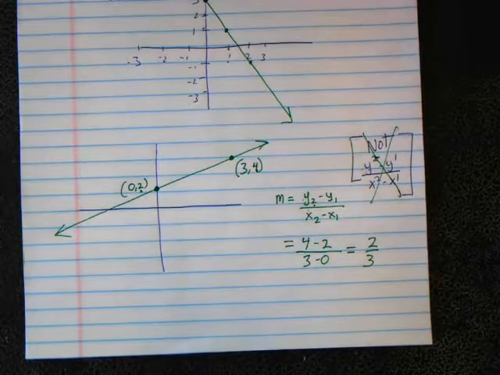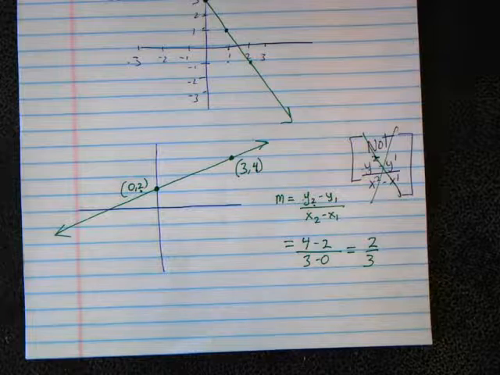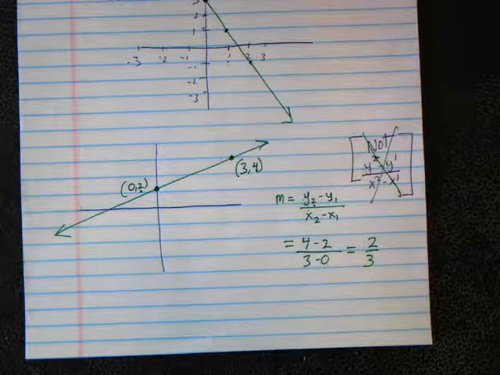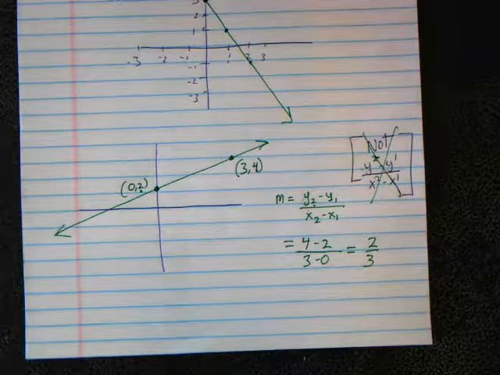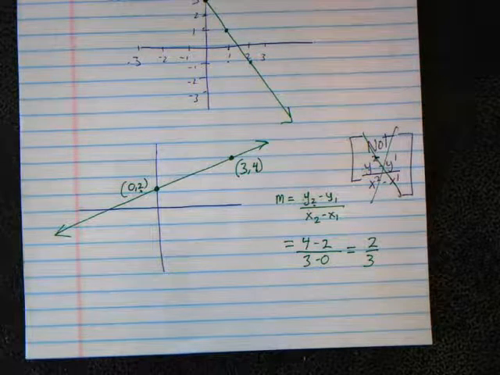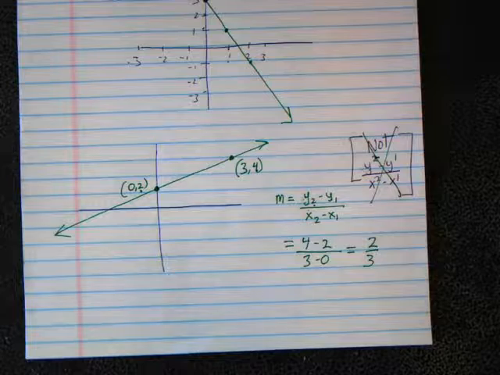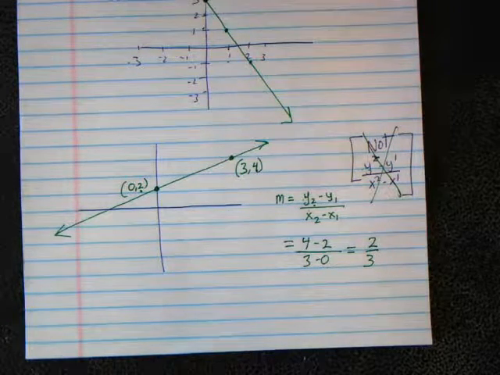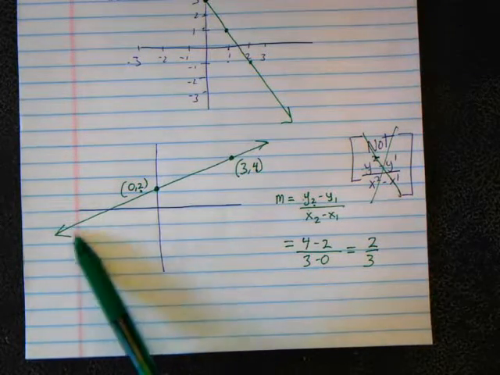If I had gotten negative 2/3, I would have known right away I made a mistake. There's no way that slope could be negative. And if I had gotten, say, 10/3, I would have thought, well, that's probably wrong too. That's too big. Okay. Now that we know the slope, can you tell me the equation of this line?